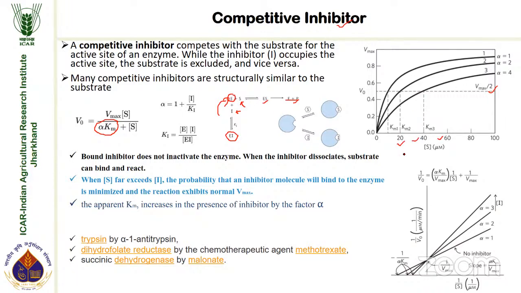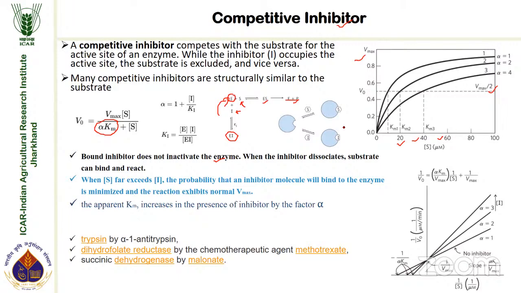But if you have enough substrate, you still have the potential to reach the maximum velocity. So Vmax is not changing, but the Km will change. Okay, so bound inhibitor does not inactivate the enzyme. When the inhibitor dissociates, substrate can bind and react. Or when substrate concentration exceeds the inhibitor concentration, then definitely you can attain the maximum velocity. And this is a very common type of inhibitor and very easy to comprehend.